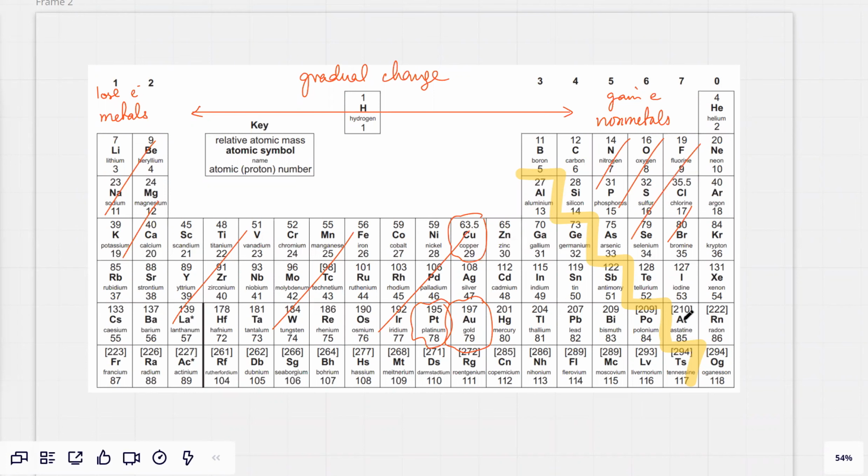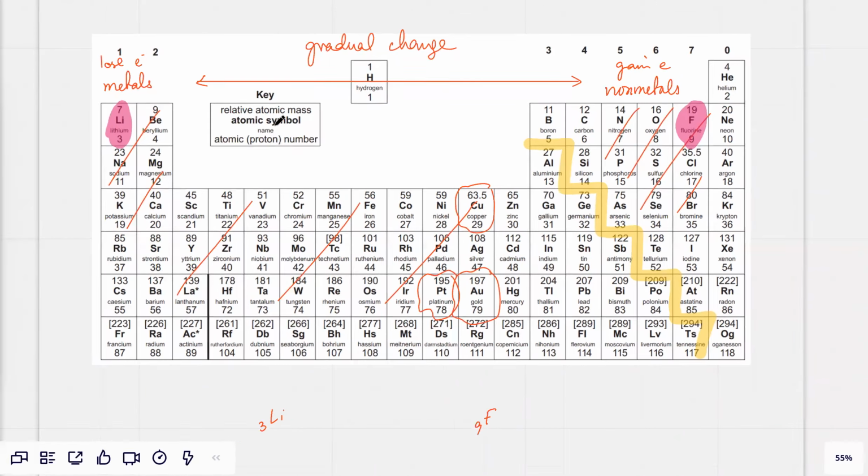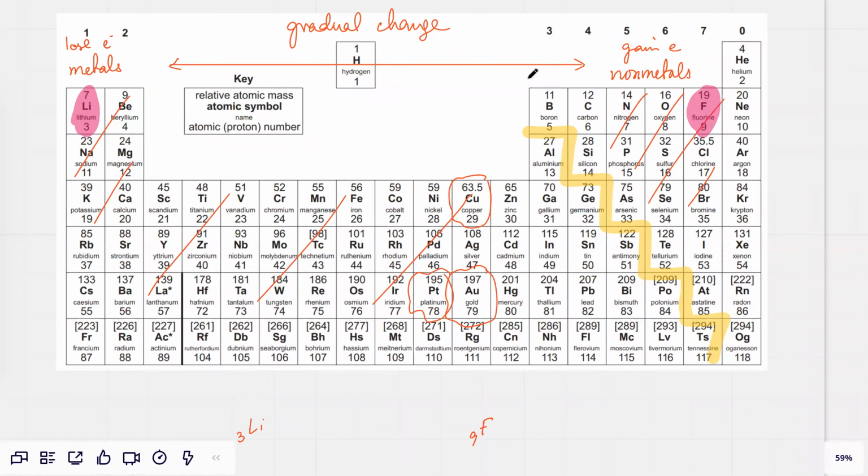Now the point is, why is this happening? Why are the elements on the right side wanting to gain electrons, and why are the elements on this side wanting to lose electrons? The reason is very simple. The ones on the left side, for example, if you pick any row, lithium has 3 protons, fluorine has 9 protons. If I mark this, I've got fluorine over here, and lithium over here. Lithium just has 3 protons. Fluorine over here has 9 protons, right?